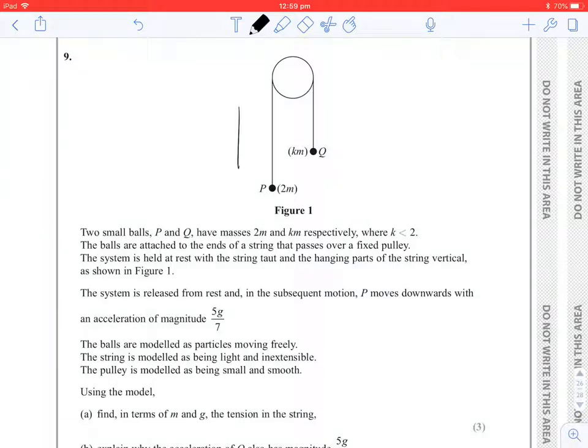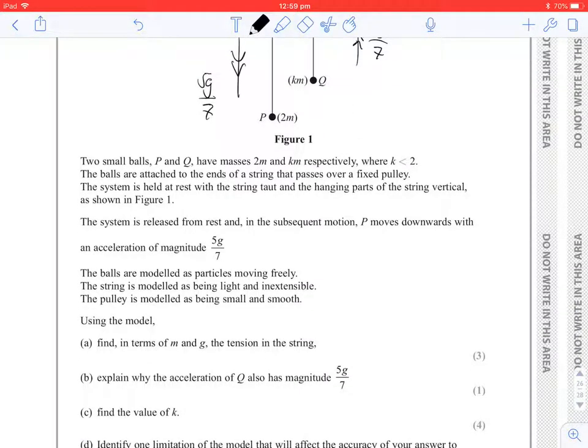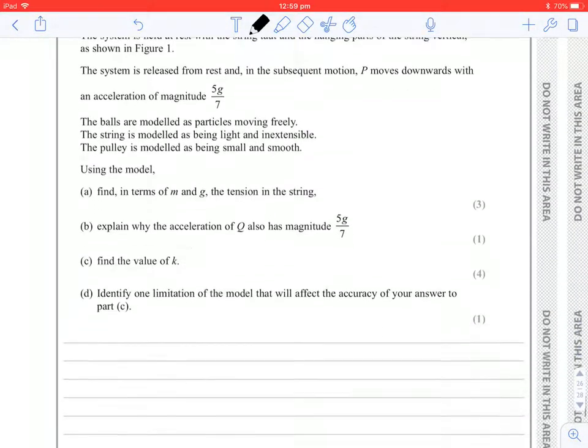So we know that P moves down with magnitude 5g over 7, and therefore Q is going to move up with a magnitude of 5g over 7. The balls are modelled as particles moving freely, the string is modelled as being light and inextensible, the pulley is modelled as being small and smooth. Using the model, find, in terms of m and g, the tension in the string.